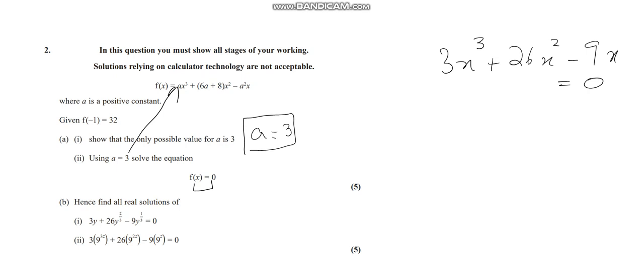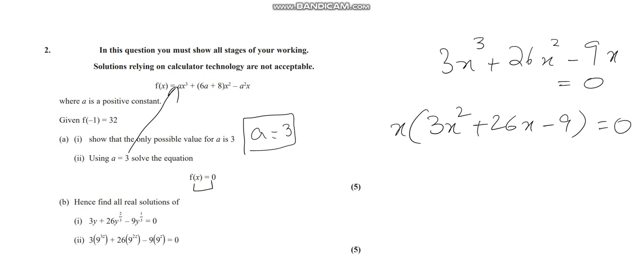There you go. Now we can see that x here is a common term, so we can take it outside and factorize it, so that will become x times (3x squared plus 26x minus 9) equal to 0.